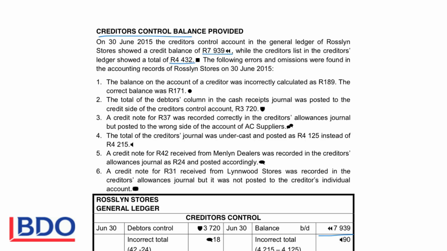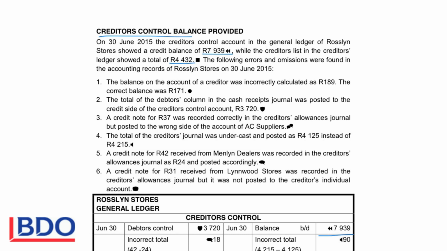The two should always be the same because the totals of the creditors control column in all the journals are posted to the creditors control account. The individual entries in the journals are posted to the individual accounts in the creditors ledger. Therefore, if there's no mistakes, these two balances should be the same.